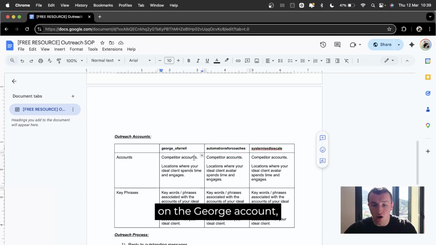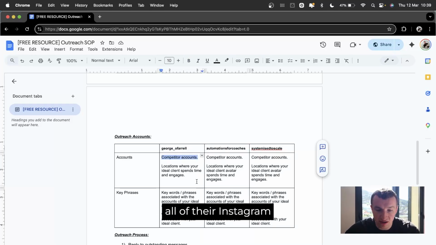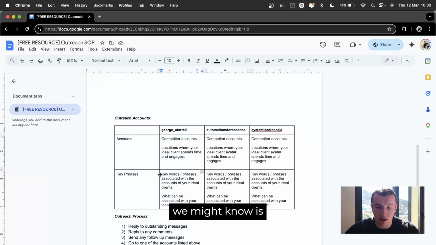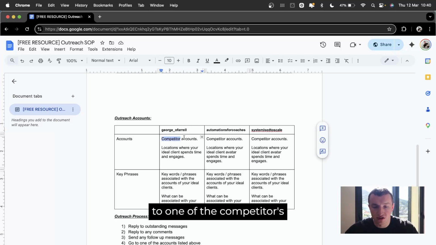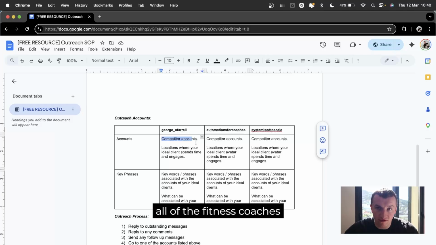For example, on the Georgia account, we would list out competitors of mine. We'd list out competitors and have all of their Instagram handles laid out. And then we might know that all of our ideal clients have a certain phrase in their bio, their name, or their username. For example, if we're looking to target fitness coaches, we might search for fitness. So we would go onto one of the competitors' accounts, go into their followers, and then search for fitness. That would show us all of the fitness coaches that are following that competitor of ours.